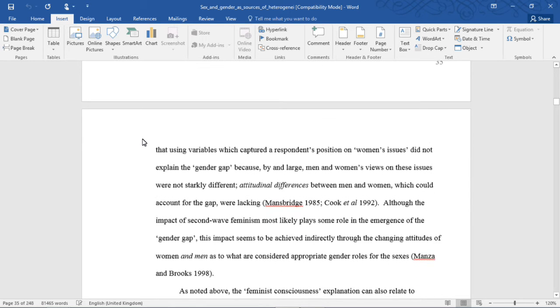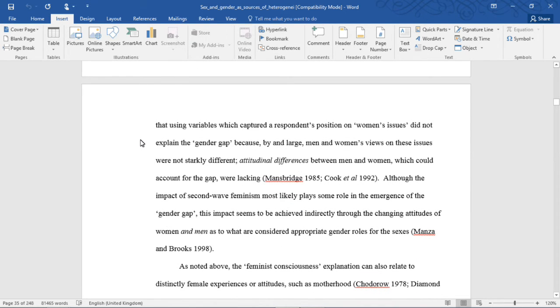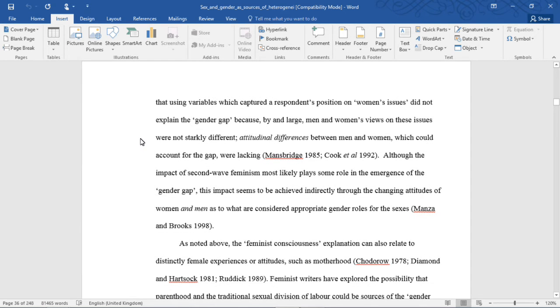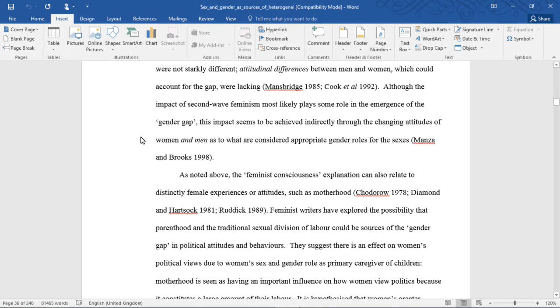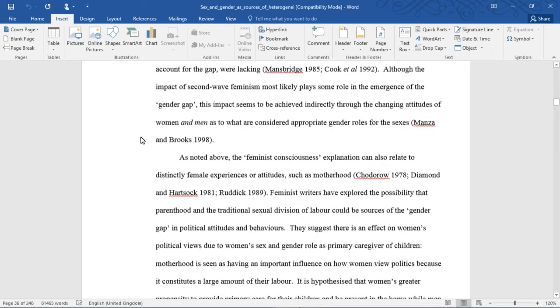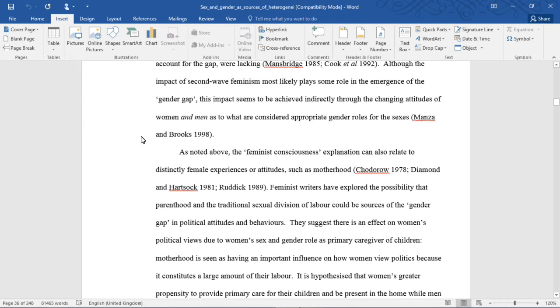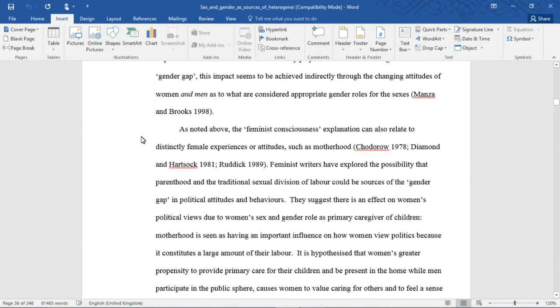Later studies also concluded that using variables which captured a respondent's position on women's issues did not explain the gender gap because, by and large, men and women's views on these issues were not starkly different. Attitudinal differences between men and women, which could account for the gap, were lacking. Although the impact of second-wave feminism most likely plays some role in the emergence of the gender gap, this impact seems to be achieved indirectly through the changing attitudes of women and men as to what are considered appropriate gender roles for the sexes.